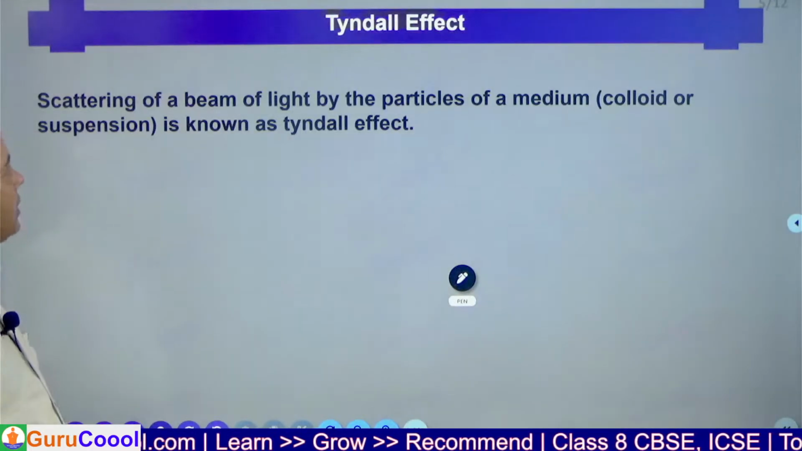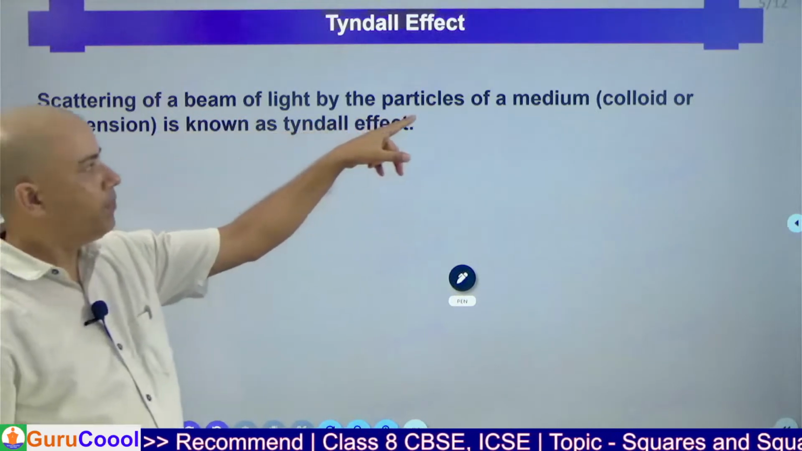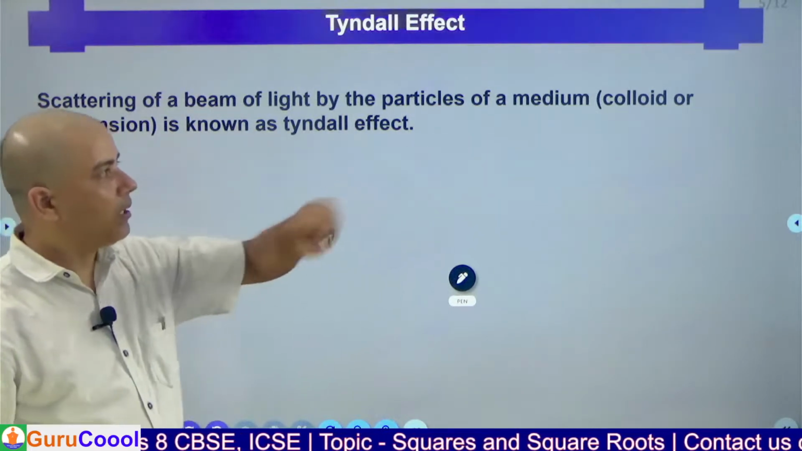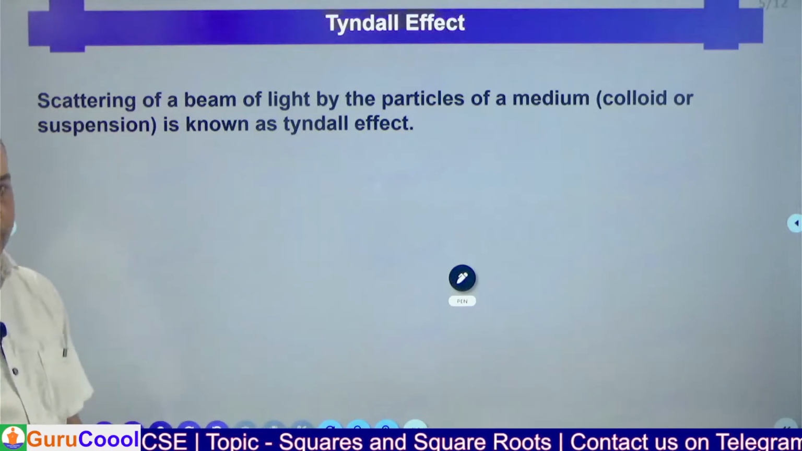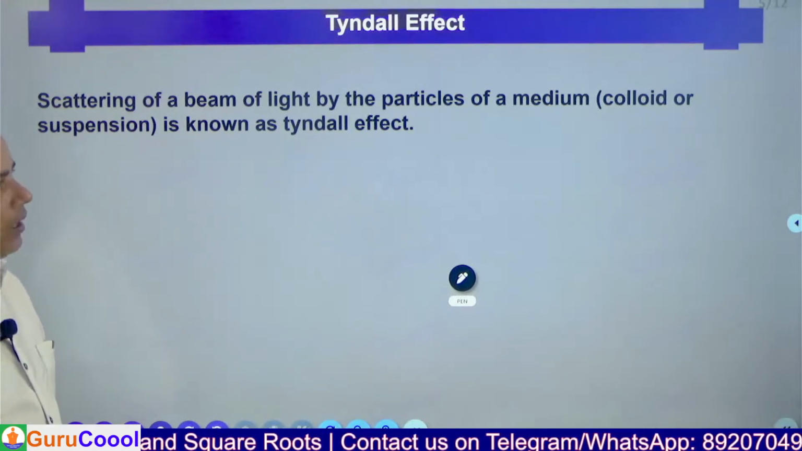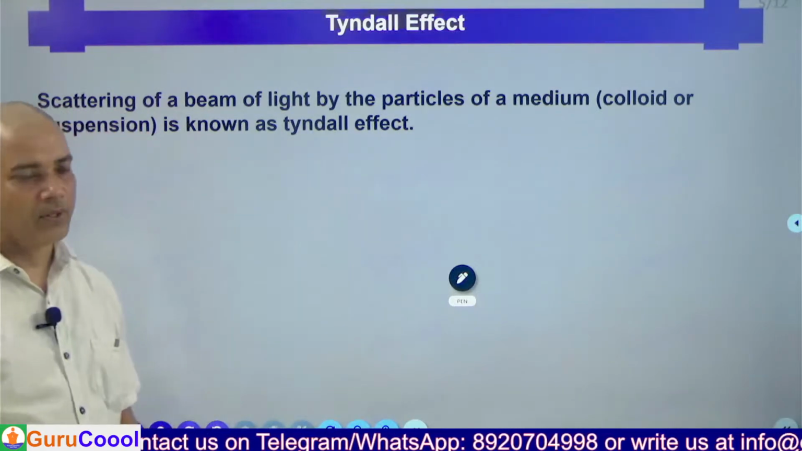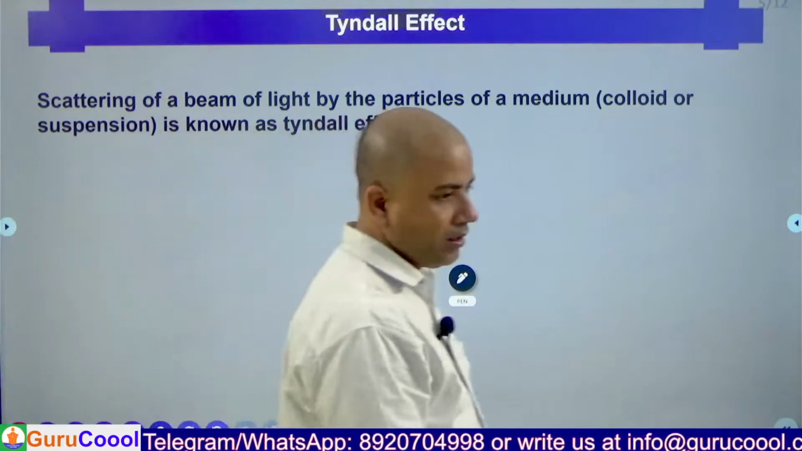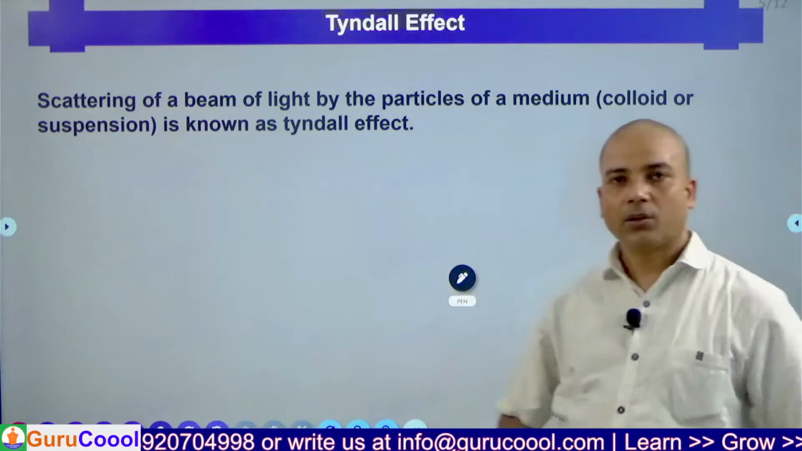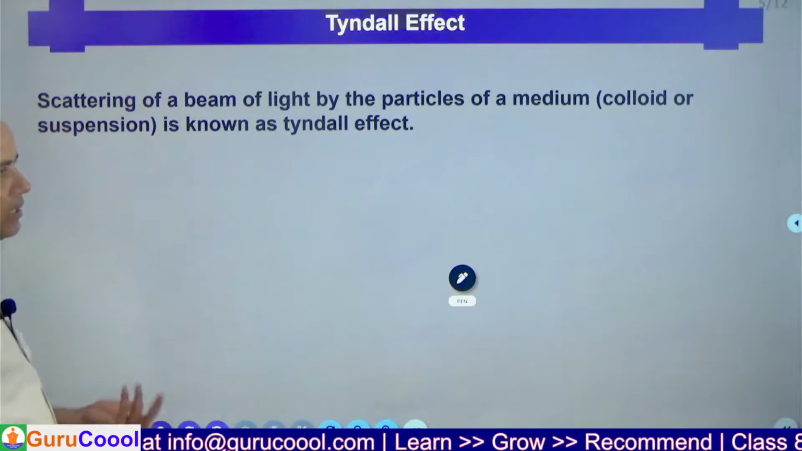So what exactly is the Tyndall effect? How can we define it? Scattering of a beam of light by the particles of a medium is known as the Tyndall effect. That medium can be a colloid or a suspension. We'll talk about colloid and suspension later also. Earlier also we have discussed colloid and suspension, I guess. A suspension doesn't always show the Tyndall effect, but a colloid always shows the Tyndall effect. A suspension shows the Tyndall effect sometimes and sometimes not.